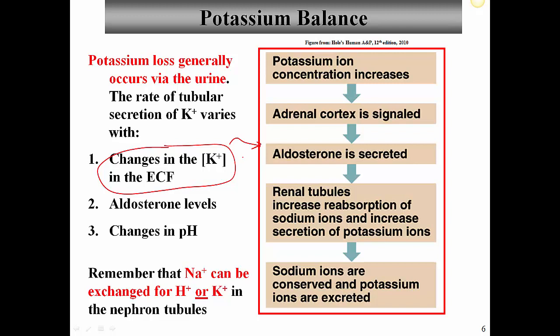So anytime potassium levels go up, aldosterone levels go up. This causes increased reabsorption of sodium, but an excretion of potassium in the urine. Okay, aldosterone levels, self-explanatory, we just talked about that.